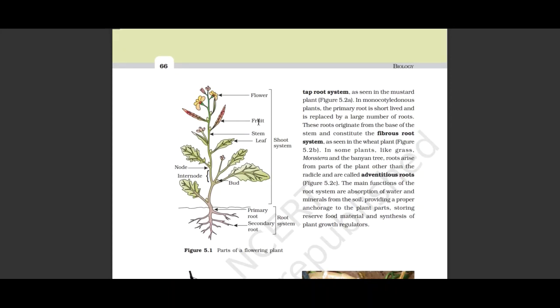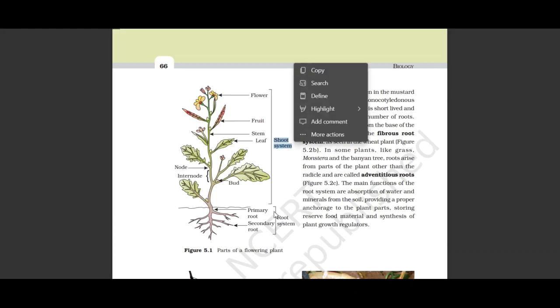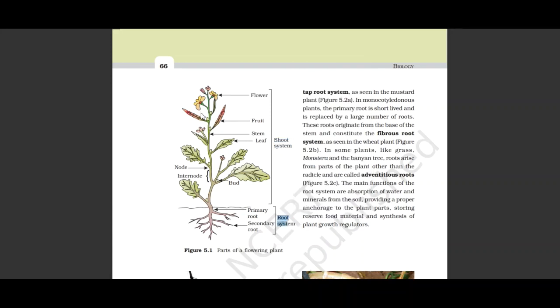Here they have mentioned the flowers, fruit, stem, leaves, node, internode portion, bud. The above ground portion is called the shoot system, while the below ground portion is called the root system.